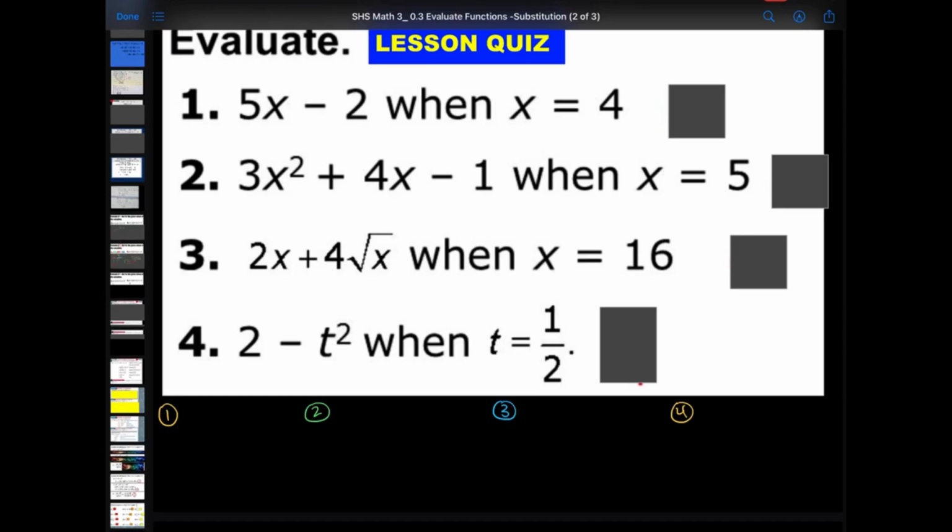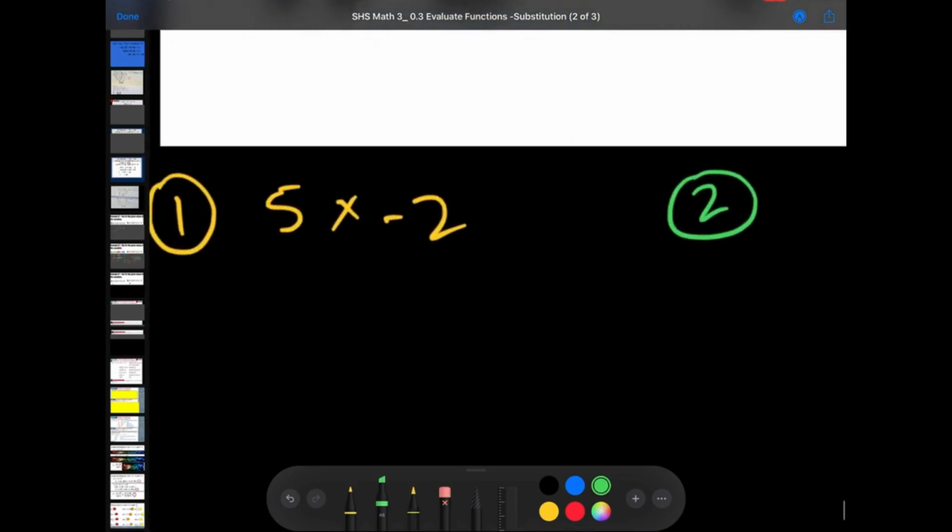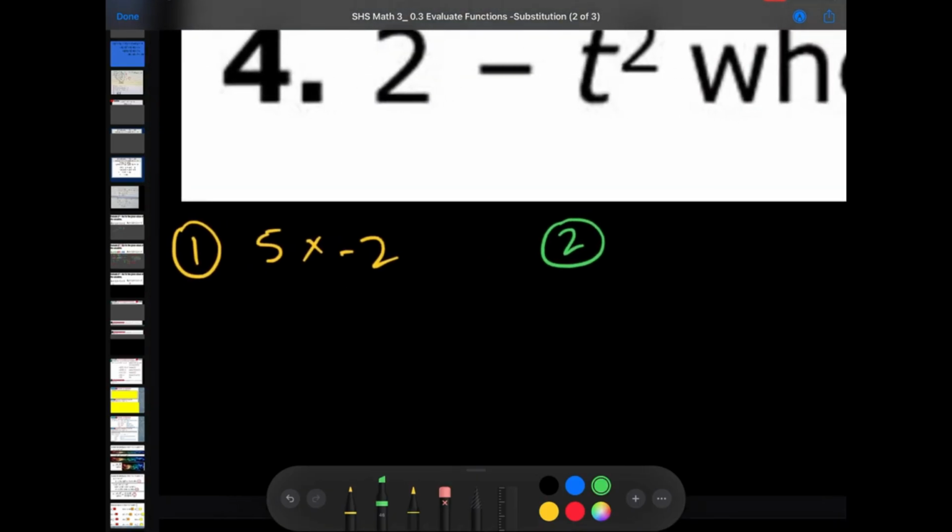All right, question number 1, we're evaluating, we're just substituting. So if you think of it this way, I'm taking this number here and I'm replacing it with that number. So I have 5x minus 2. Let's try that again. I'm taking this number, x equals 4, and I'm putting it over here into this x value.